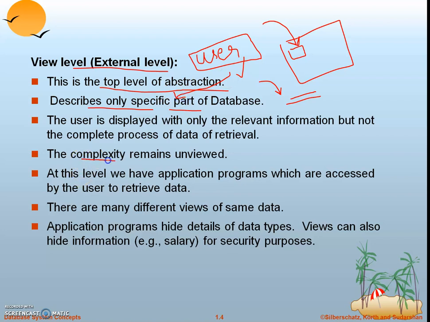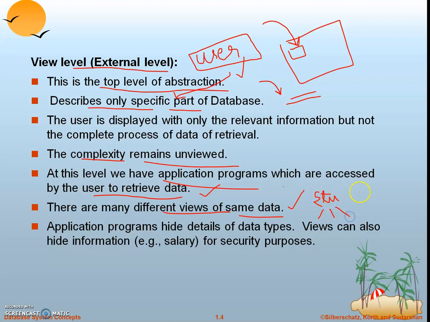Next, the complexity remains unviewed over here, and at this level we have the application programs which are accessed by the user to retrieve the data, which I have explained just now, and there are many different views for the same data. So this I need to explain. So what is happening? Being a student, you may require some set of data, isn't it? Like it may be marks, it can be your personal details, or it can be your hostel charges, etc. And also only the data that is required for the student will be shown through the application.